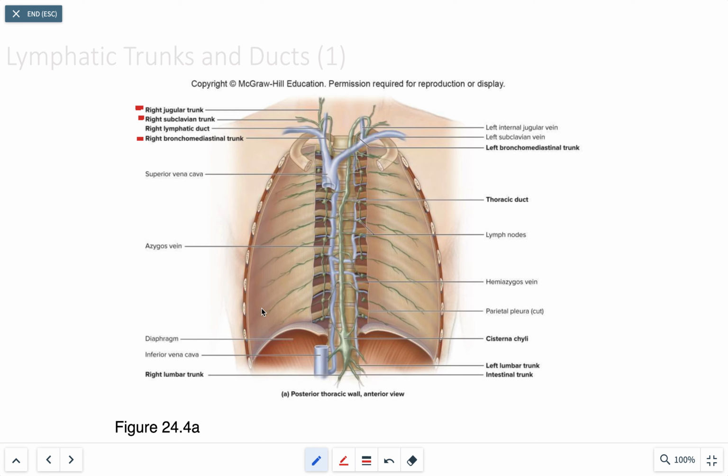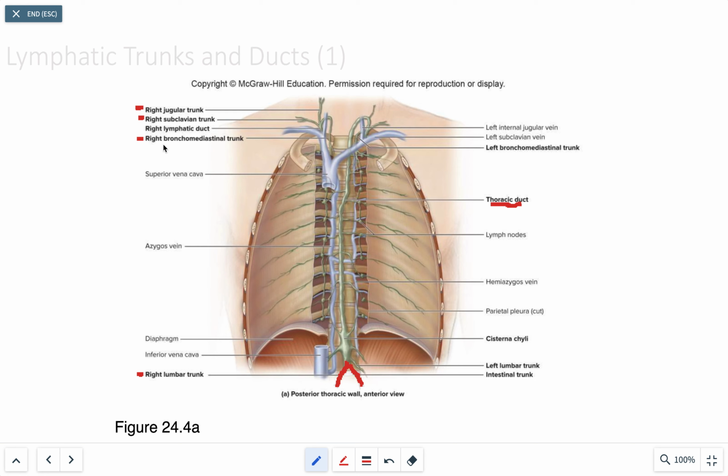We also have the lumbar trunks here, which are going to be bringing the lymph from the lower limbs, the abdominal pelvic wall, and the pelvic organs. We also have different ducts, as you can see here. So these trunks are going to be the main way in which the lymph is going to be flowing through, and then eventually it's going to drop into some sort of a duct.